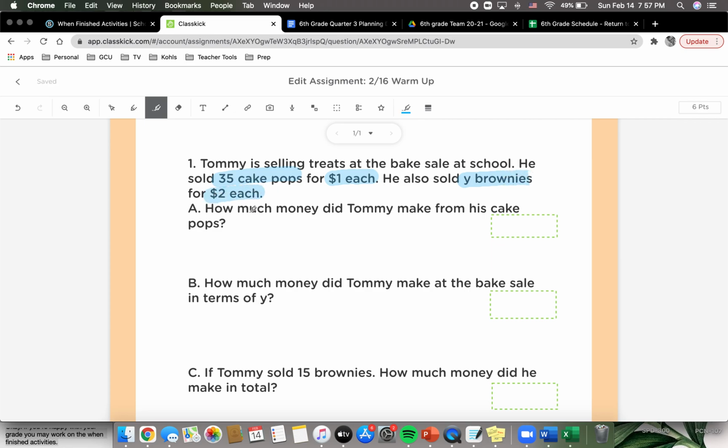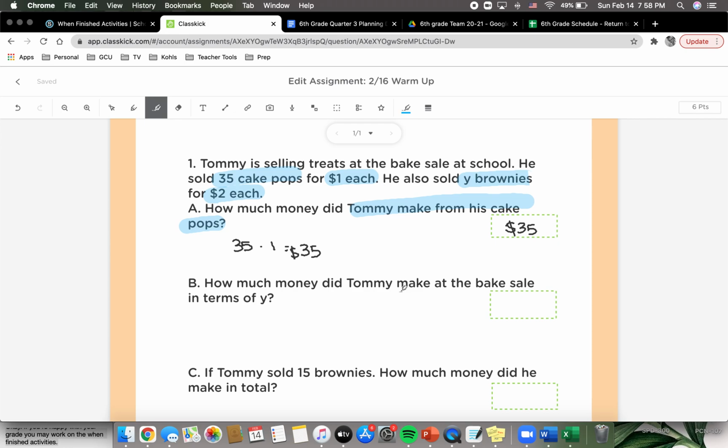Looking at part A, it says, how much money did Tommy make from his cake pops? So we're trying to figure out how much money did Tommy make from only his cake pops. We know that he sold 35 cake pops for $1 a piece. So we had to multiply each one by $1, which gives us $35. So he made $35 from his cake pops. So that's our answer for part A.